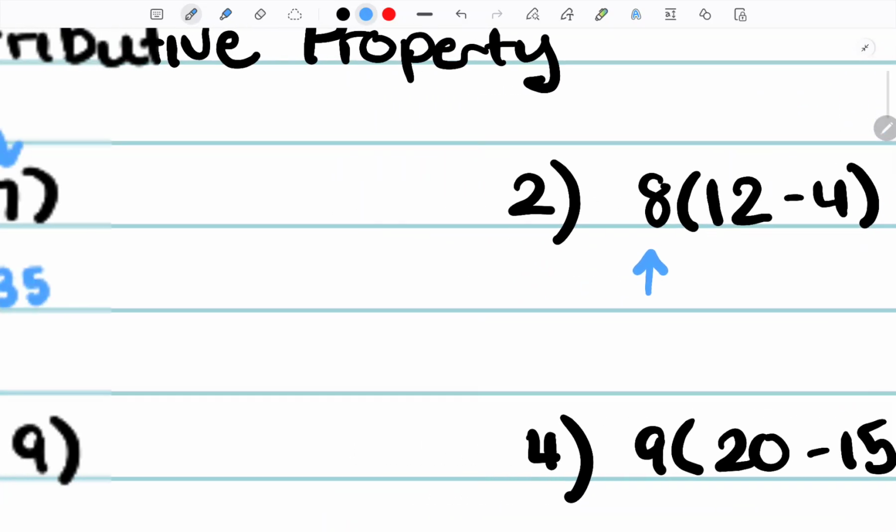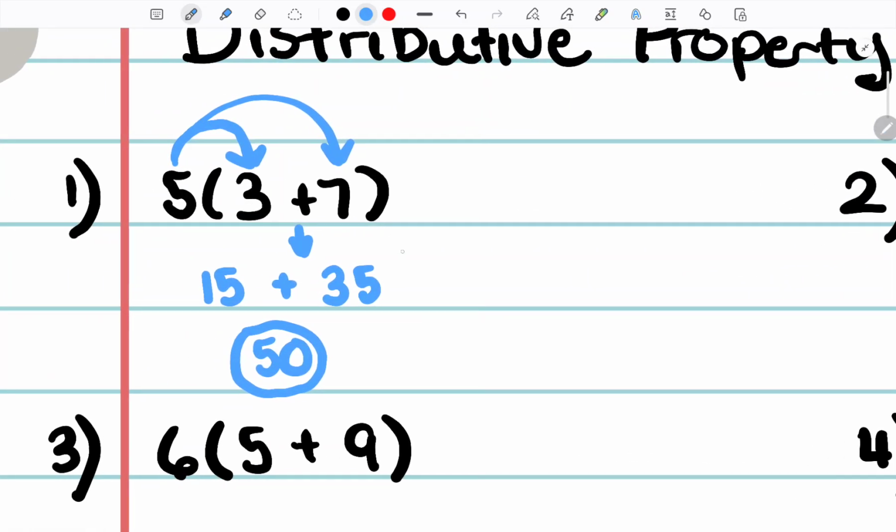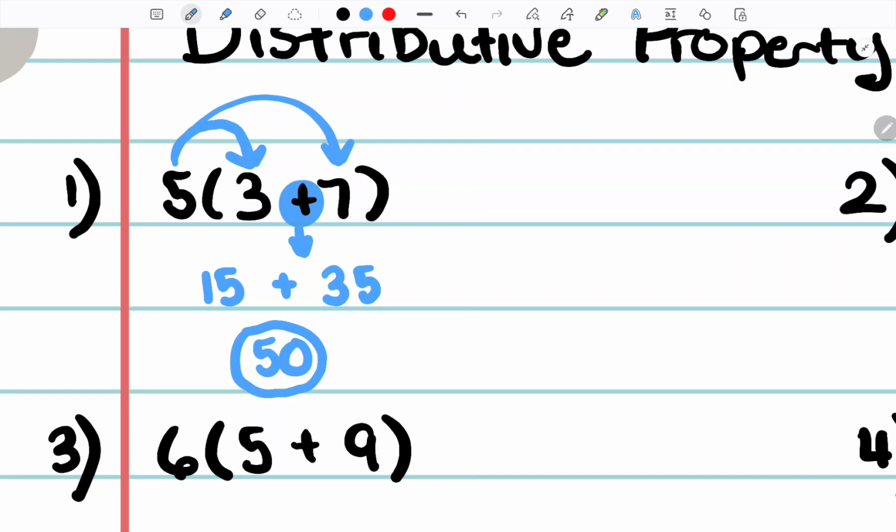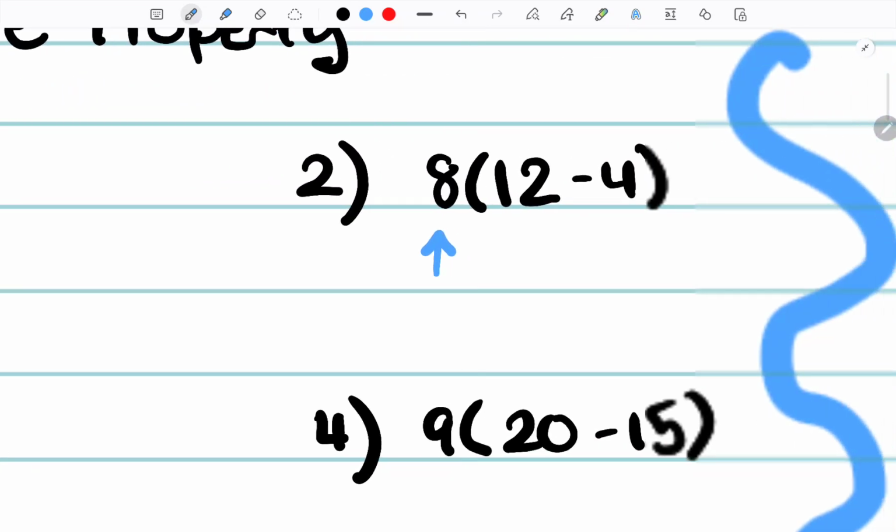But if you compare the negative 4 and the 7 in number 1, what's the difference? Before the 7, there's a plus sign. That's why we just put 35 down. Because if I were to say 5, and then I have 3, and then minus 7, if we multiply the 5 times the negative 7, that would equal negative 35 and 15, and that would give us a totally different answer than 50. It would give us a negative number and a completely different number. So that's why you want to be careful with your signs.